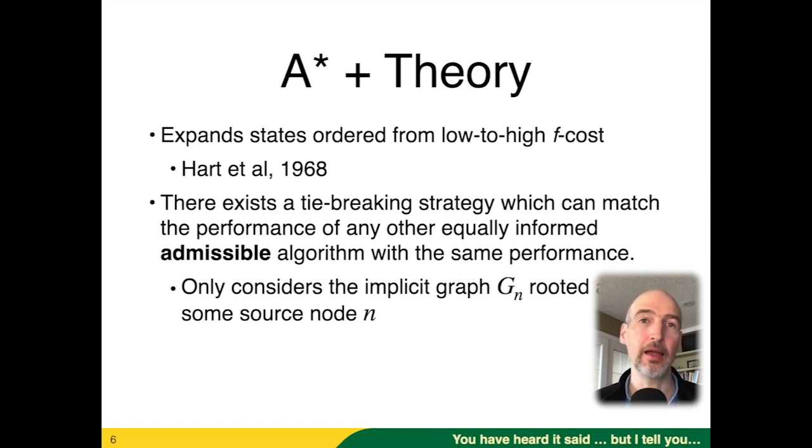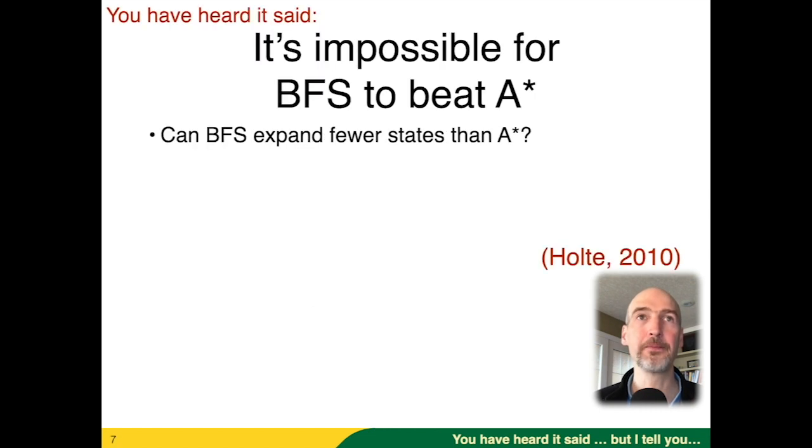In this theory, they have an implicit graph they call G of n, and that's the graph that's rooted at some source node n, and so the theory is related to that implicit graph.